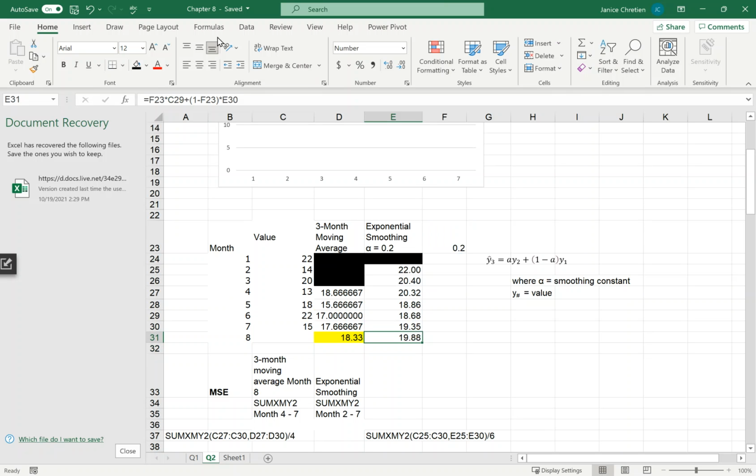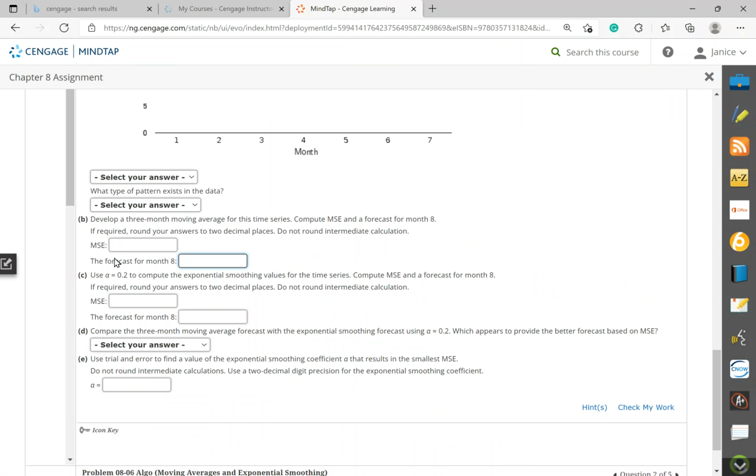So you're going to be asked in Cengage on C the MSE and a forecast of month 8. It requires you to round your answer. So the forecast for month 8 for the smoothing is going to go right here on the second part. We still haven't done these two blanks yet.